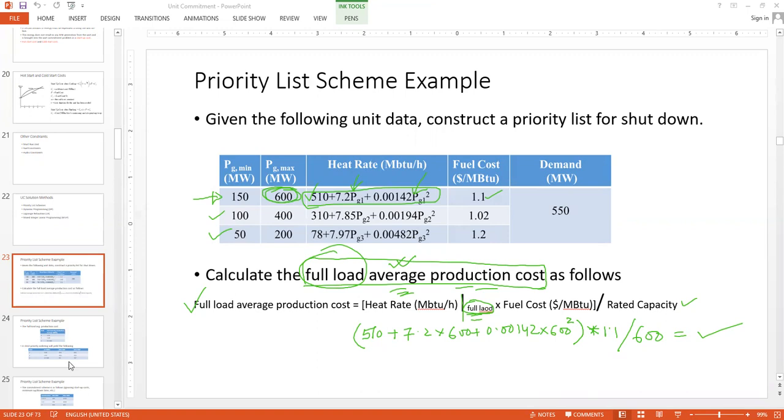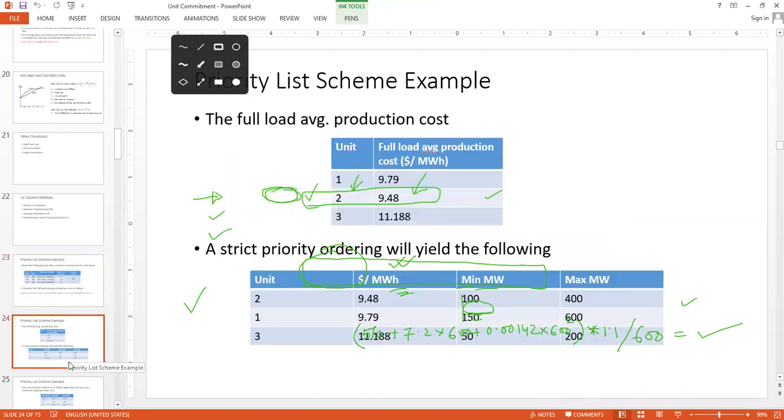Let's see what the values are. The values are listed over here in this table. For the first unit, we have $9.79 per megawatt hour. For the second unit, it is $9.48 per megawatt hour. And for unit number 3, it is $11.188 per megawatt hour. So we can clearly see that the full load average production costs are not exactly the same for all the units. Rather, they're different. And according to their values, we can easily form a priority list.